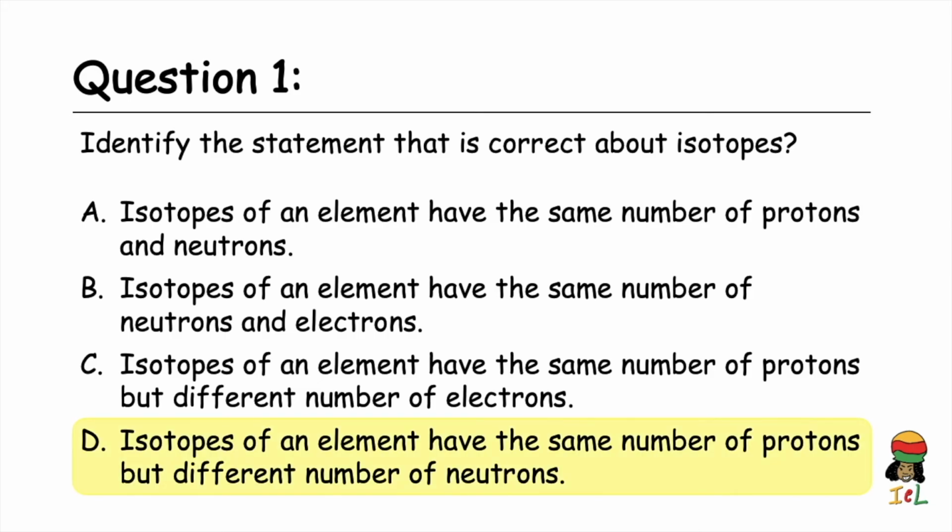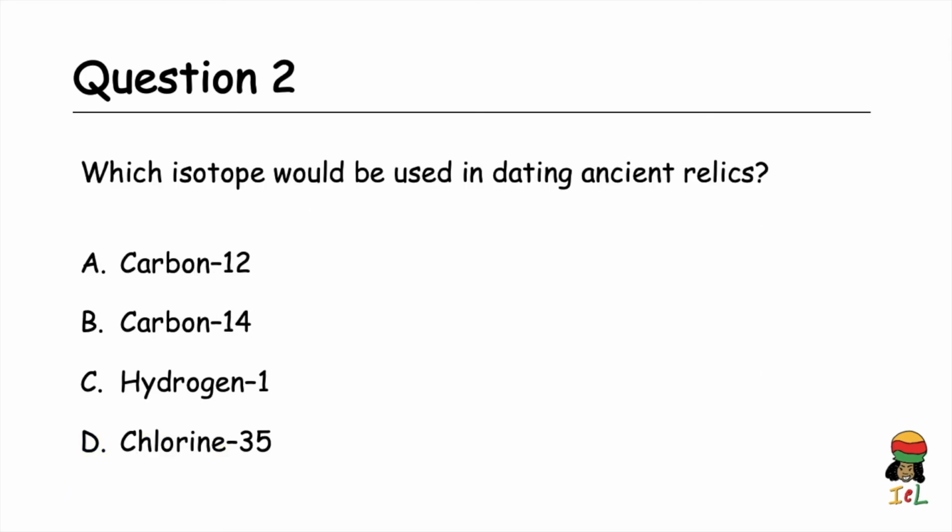And the answer is D. Isotopes of an element have the same number of protons but different number of neutrons. Question 2. Which isotope would be used for dating ancient relics? A. Carbon-12, B. Carbon-14, C. Hydrogen-1, D. Chlorine-35. The answer is B, carbon-14.